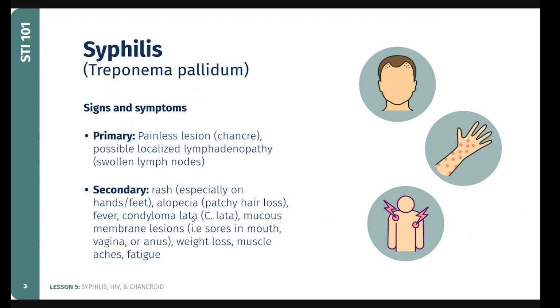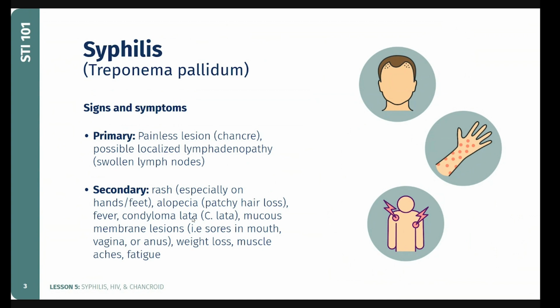There may be some localized lymphadenopathy near the lesion. So if you have a penile lesion, you might see swelling around the lesion or in the lymph nodes that are near the groin. If you have an oral lesion, you might see swelling in the nodes near the throat. A lesion must be present at the time of testing for a person to be considered a primary case.